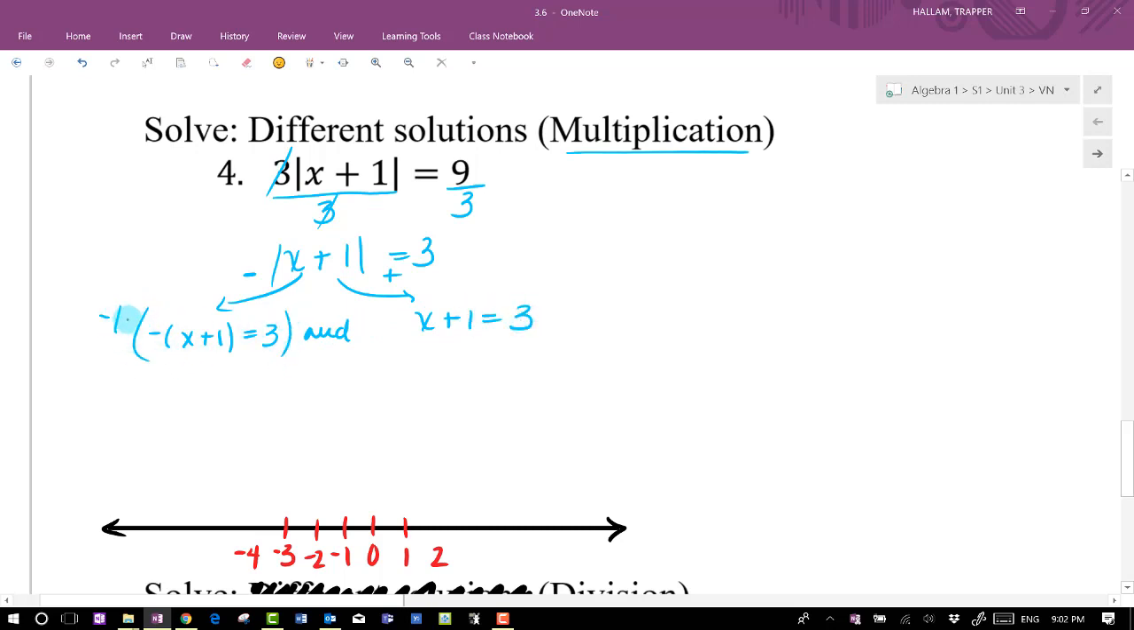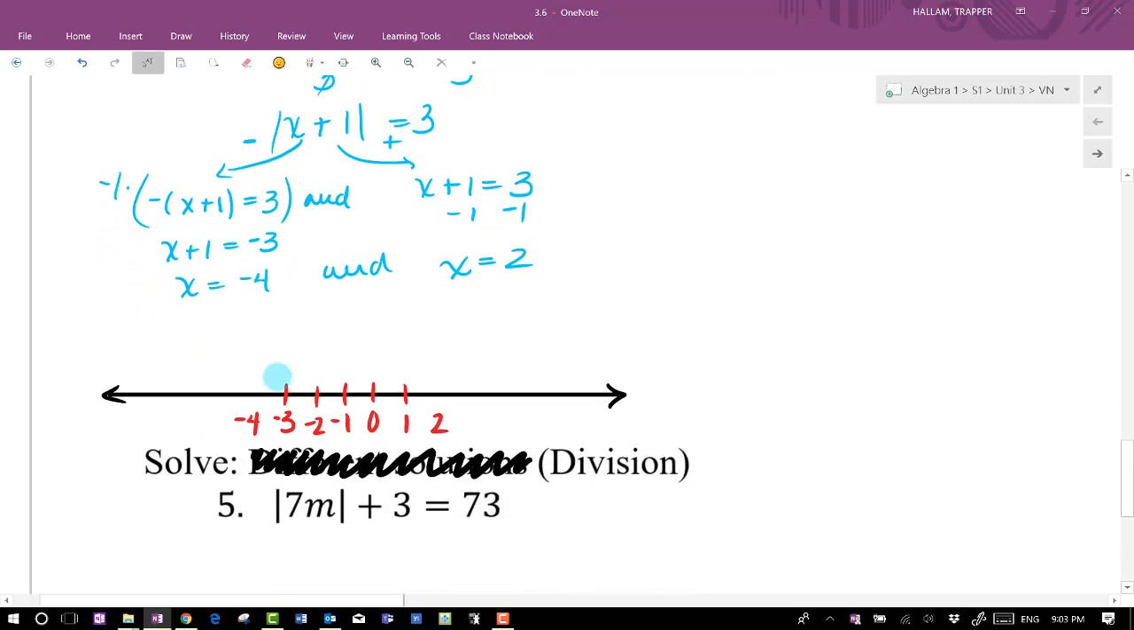Again, we're going to do the same thing we've been doing by multiplying negative 1 all the way through. We'll end up with x plus 1 equals negative 3. And go ahead and subtract that 1, so we'll get x equals negative 4. Let's solve the right side by subtracting 1 to both sides, and we'll find out that x equals 2. So again, if we were to graph those just to see what it looked like, we would have a point at negative 4, and we'll have a point at positive 2.